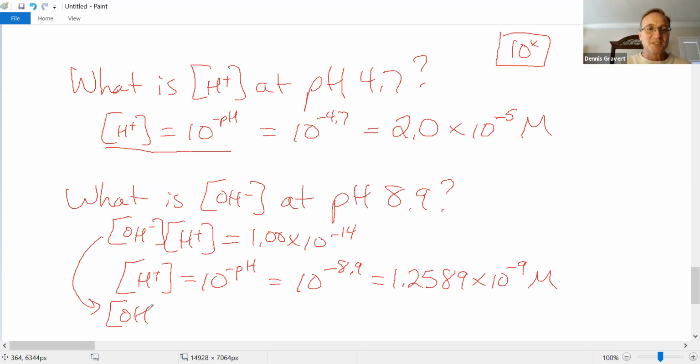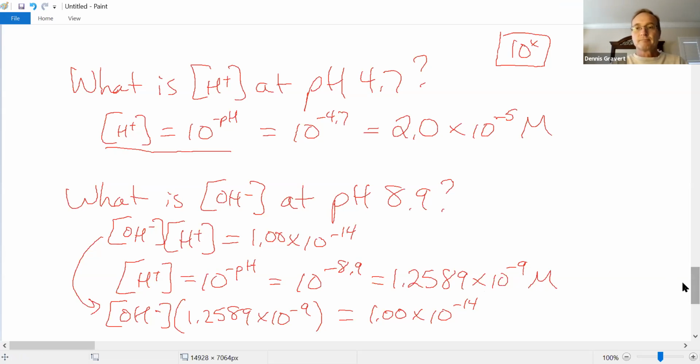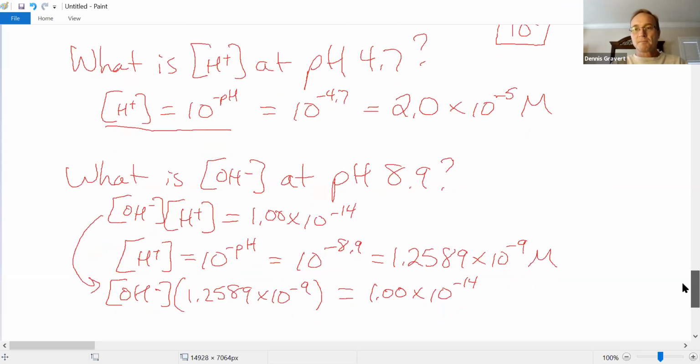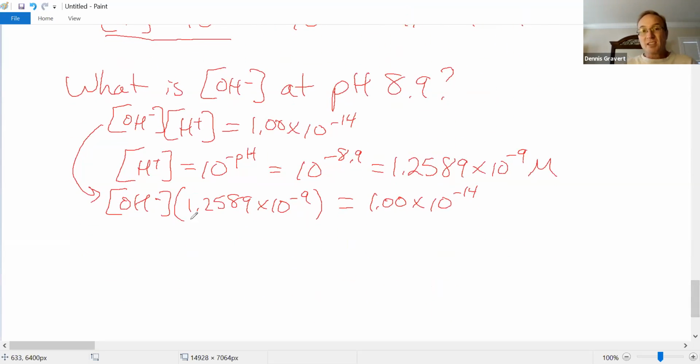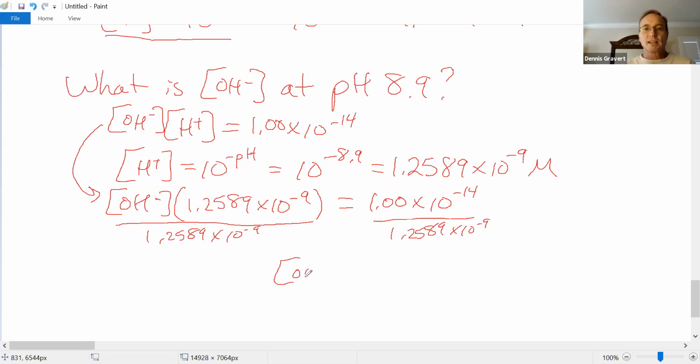So now let's use this equation, which says hydroxide ion concentration times H plus. Well, now I know what the H plus concentration is. It's this number. These two numbers must always equal 1.00 times 10 to the minus 14. And then to do the algebra, we have to divide both sides by 1.2589 times 10 to the minus 9. Divide this by 1.2589 times 10 to the minus 9. And then hydroxide ion concentration.